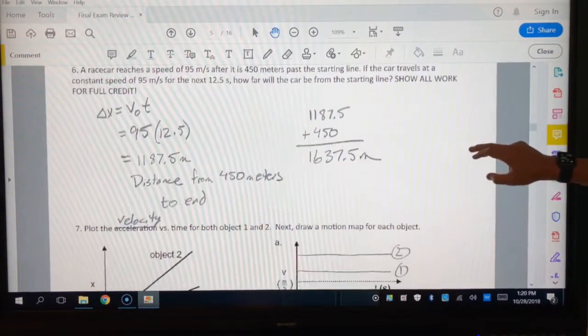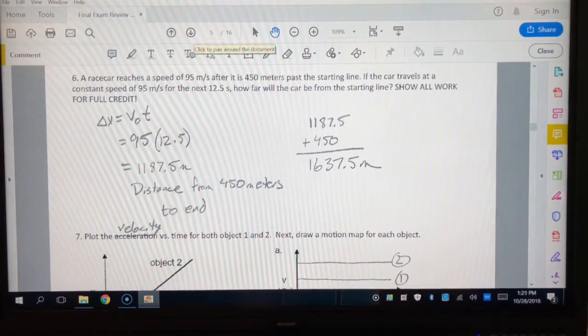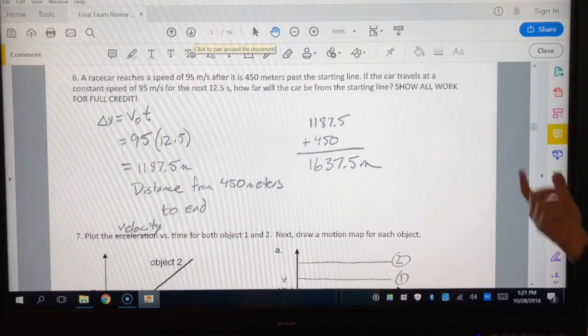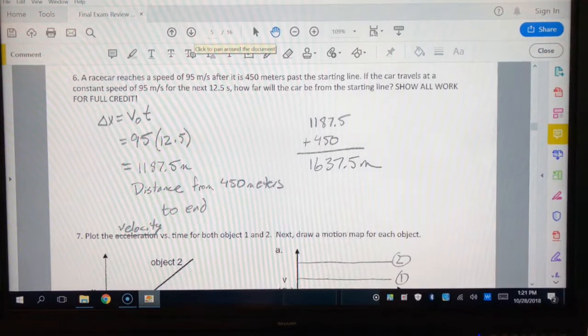A race car reaches a speed of 95 meters per second after it travels 450 meters past the starting line. If the car travels at a constant speed of 95 for the next 12 and a half seconds, how far will it be from the starting line?